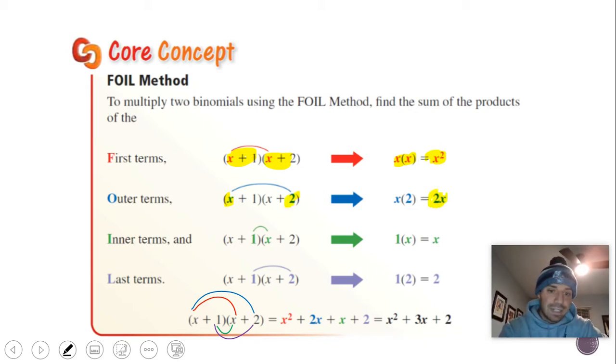The I in FOIL stands for multiplying the inner terms together. So we're going to multiply that 1 and that x. 1 times x will get me 1x. And then finally, multiply the L, the last terms together, the 1 and the 2, to get a 2. So all together, that becomes the FOIL method: first, outer, inner, last. You multiply them together, and you combine your two middle terms, and you'll get your polynomial. So we know that x plus 1 times x plus 2 is going to be equal to x squared plus 3x plus 2. That is the FOIL technique. It's all about distribution.